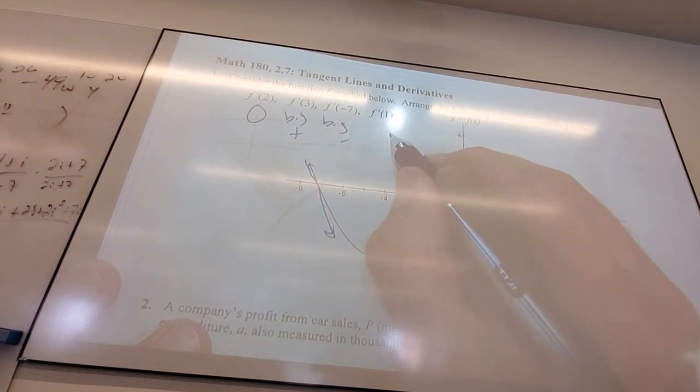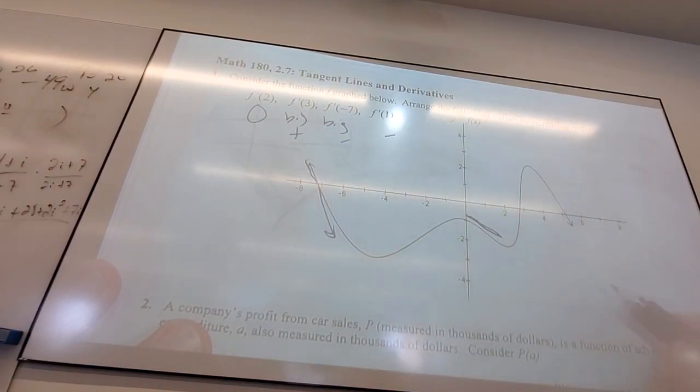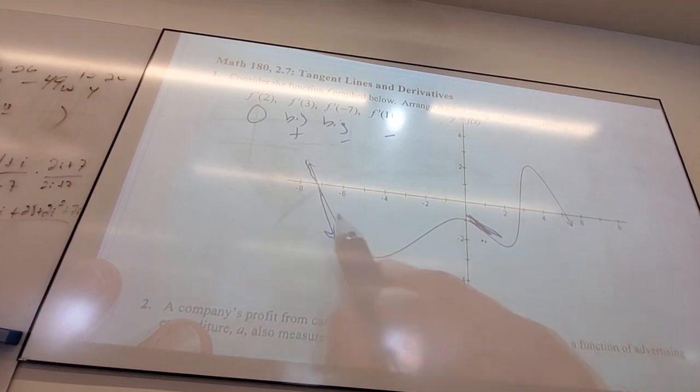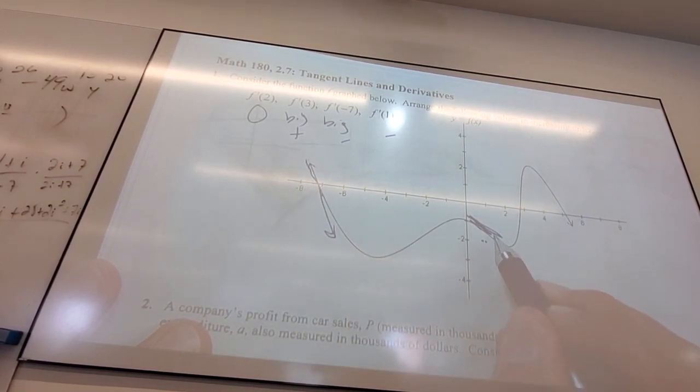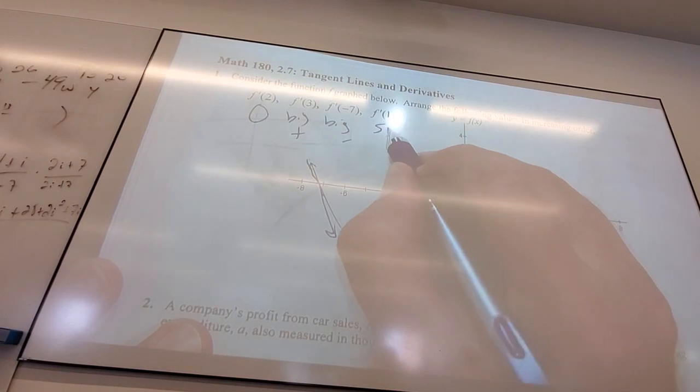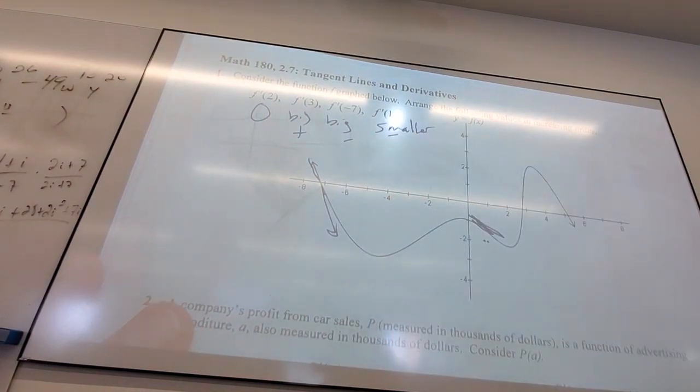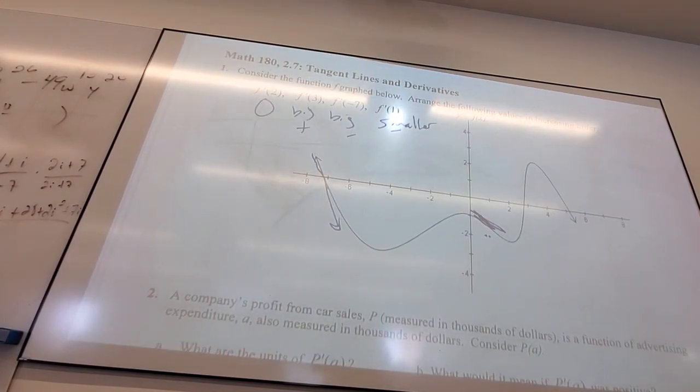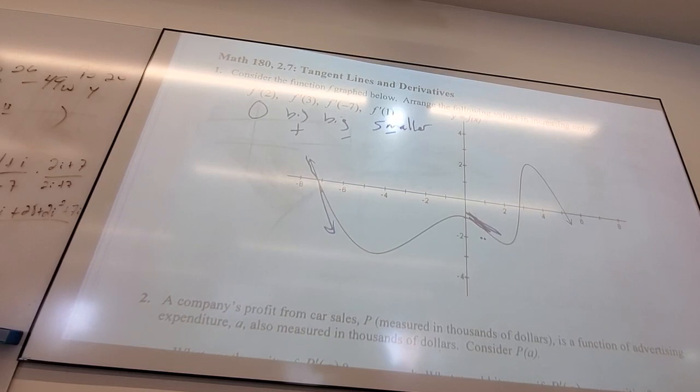Yeah, 1 is definitely negative, but is it more or less negative than it is here? Less. Do you guys see that? Is this going down faster or slower than it is over here? It's going down slower here, yeah? So this is smaller. Do you guys see that? Yes. Alright, so what's the order then?